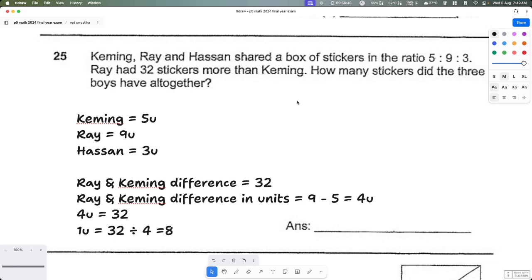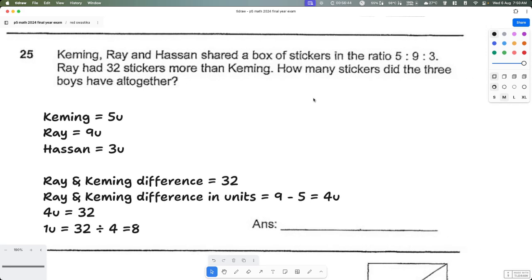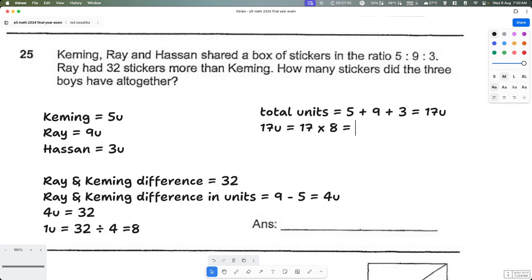All right, so now I'm gonna push this to, then we have total units is equal to 5 plus 9 plus 3. So this is 17. Yep, 17 units. So that means 17 units is equal to 17 times 8. And what would this give us?